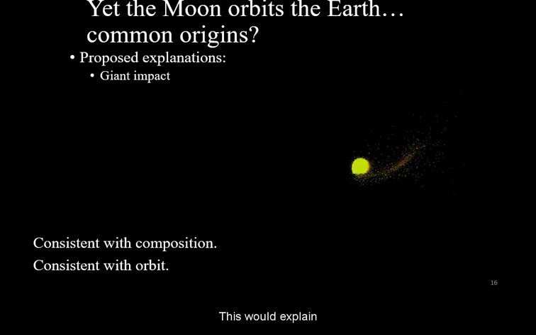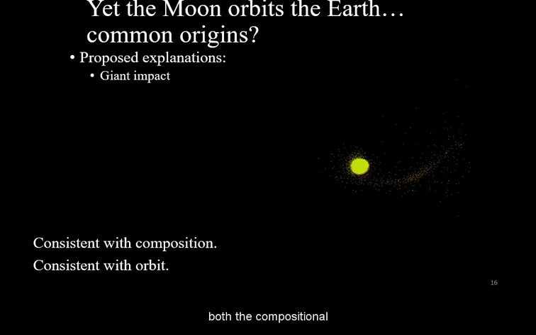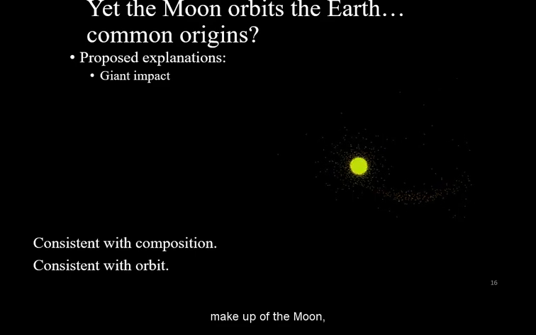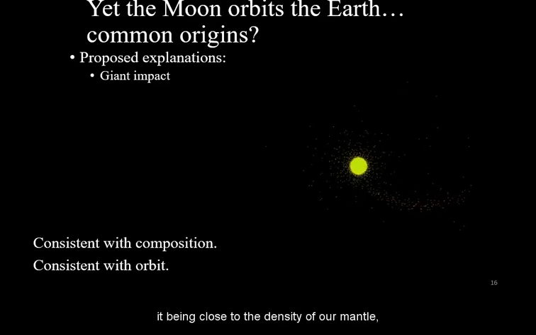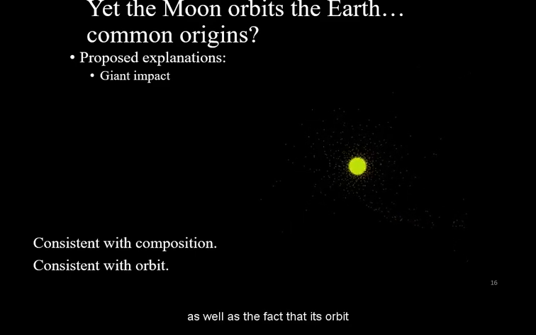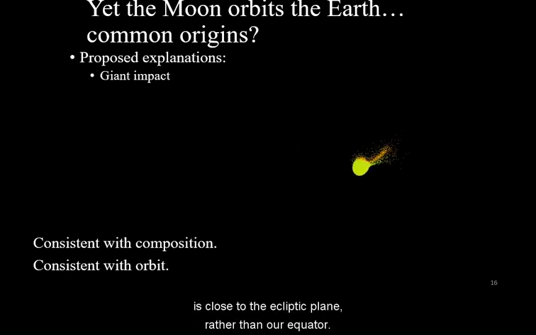This would explain both the compositional makeup of the moon, it being close to the density of our mantle, as well as the fact that its orbit is close to the ecliptic plane rather than our equator.